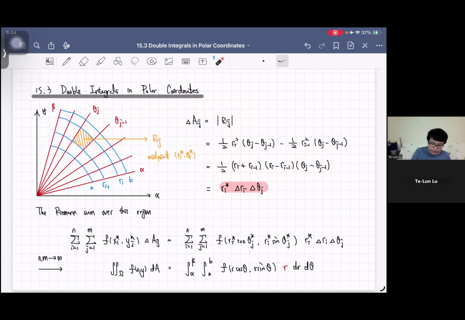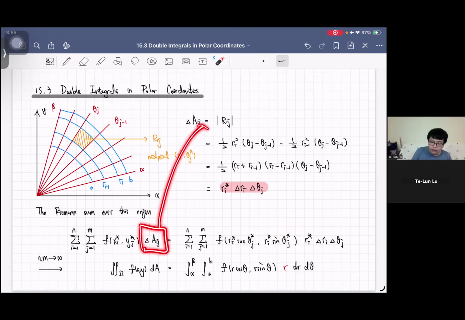Now, we replace the choice of points x_i star and y_j star by this particular choice of points, r_i star cosine theta_j star, r_i star sine theta_j star, where I denote theta_j star by the midpoint. The good thing about Riemann sums, if you recall from our video in section 15.1, is that the choice of point does not affect anything about the Riemann integral. So in this particular case, I choose the midpoint, r_i star and theta_j star. And the important thing is here.